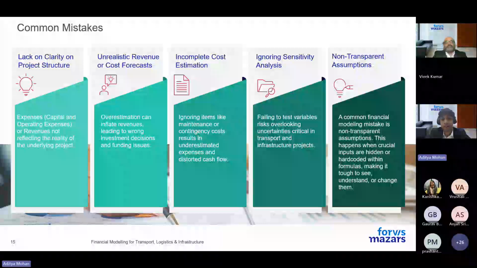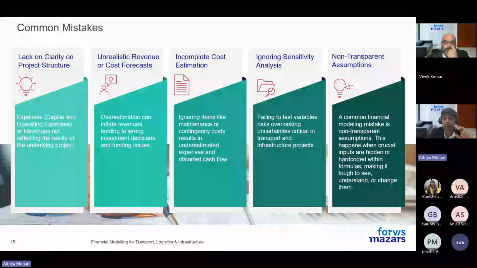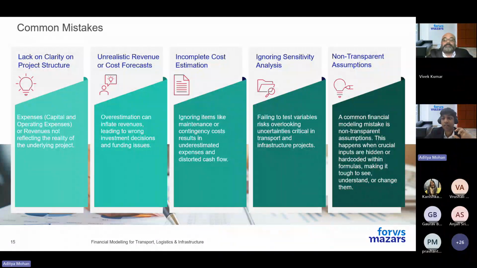And finally, a frequent pitfall in financial modeling is the inclusion of non-transparent assumptions. So this occurs when key inputs or drivers within a model are hard-coded, buried deep within formulas, or lack clear dedicated input cells with explanations. So because of this, users cannot easily identify, understand, or modify these assumptions, making it difficult to perform sensitivity analysis and audit the model.